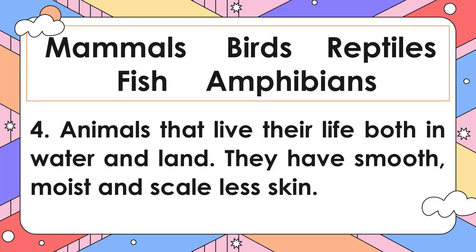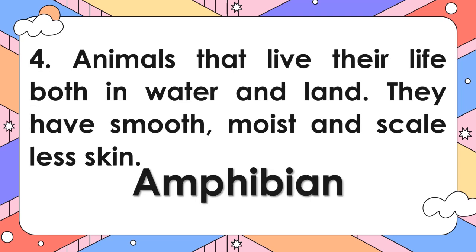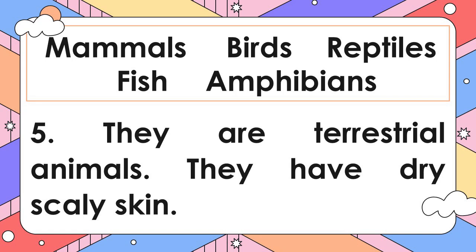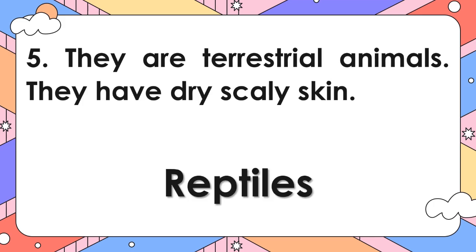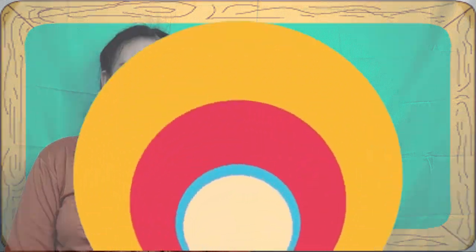Number 4. Animals that live their life both in water and land. They have smooth, moist, and scaleless skin. The correct answer is amphibians. Number 5. They are terrestrial animals. They have dry, scaly skin. The correct answer is reptile. Excellent! Now, you can do it on your own.